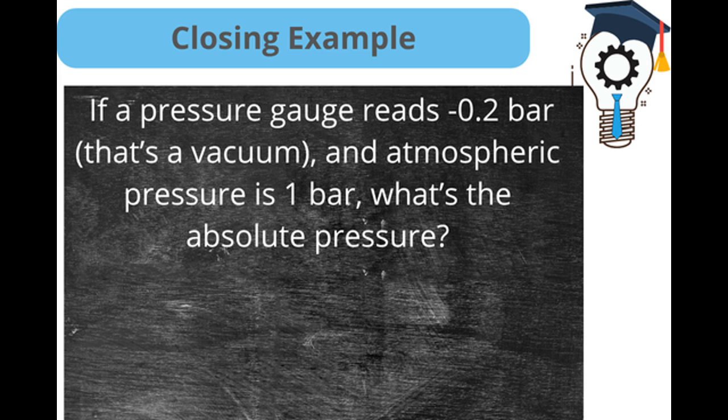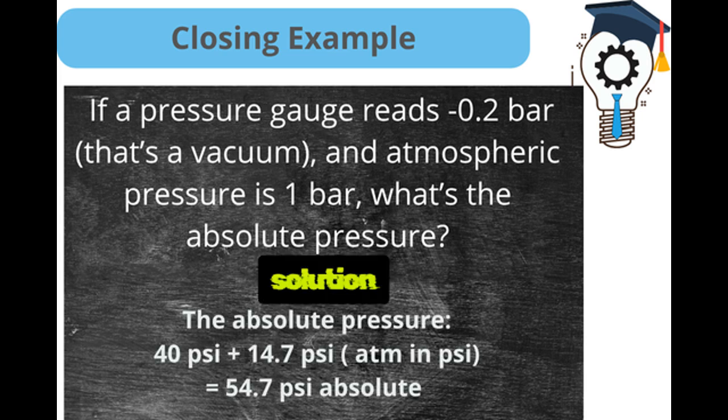Quick challenge for learners. Quick question: if a pressure gauge reads negative 0.2 bar, that's a vacuum, and atmospheric pressure is 1 bar, what's the absolute pressure? Answer: 1 bar minus 0.2 bar equals 0.8 bar absolute.